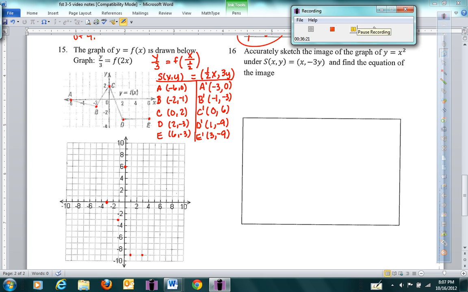We'll take a straight edge and we'll connect these in order. So A to B, so that's A prime, that one's B prime. Okay, B prime up to C prime. C prime to D prime. And then D prime to E prime.